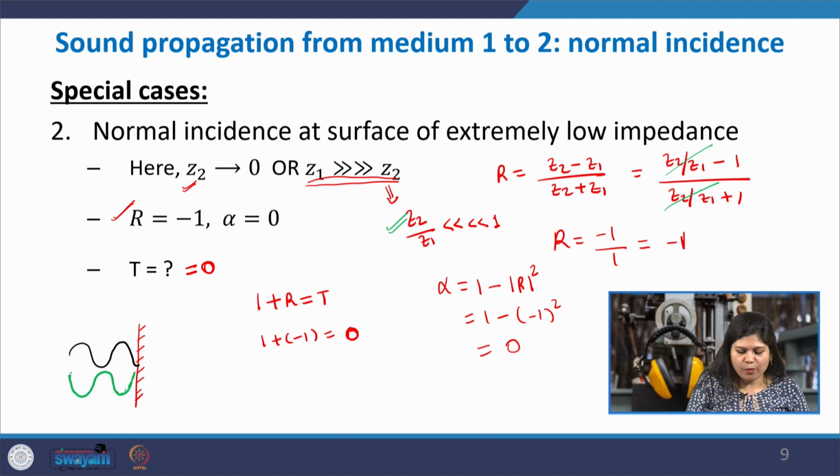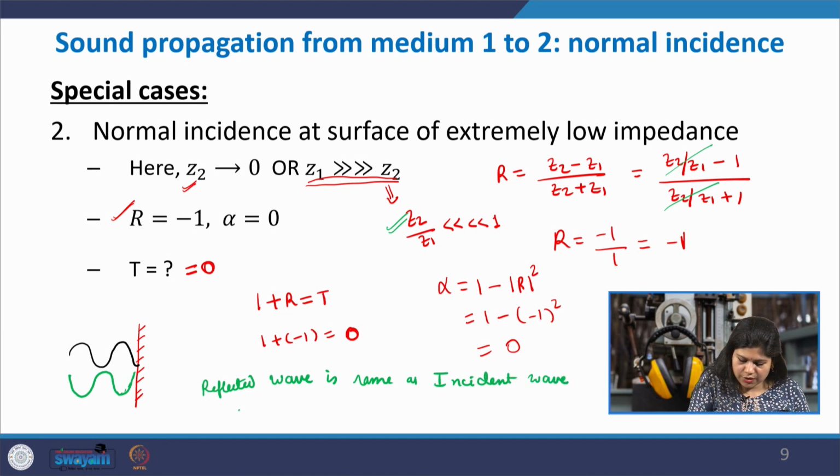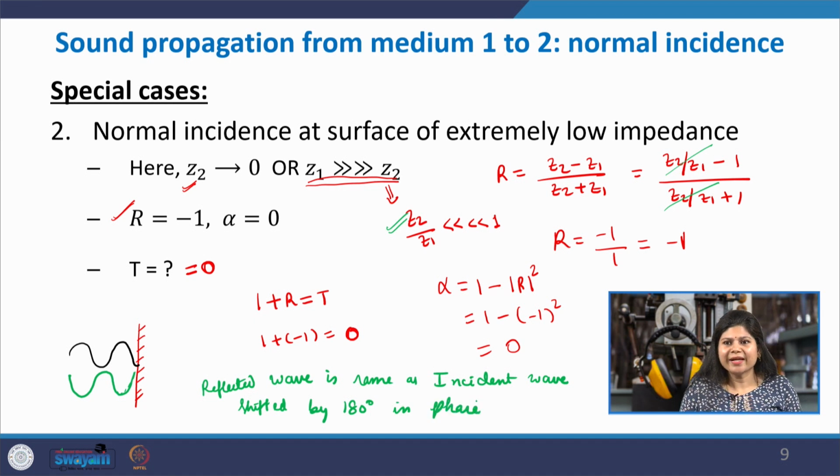So, basically what is happening, the reflected wave is the same as the incident wave shifted by 180 degrees in phase. Because of the 180 degree shift, it is just the negative or the opposite of the transmitted wave in the waveform, where the amplitude remains the same. So, overall the pressure is cancelling each other out.